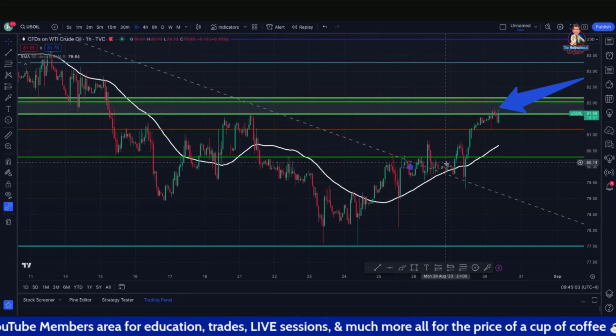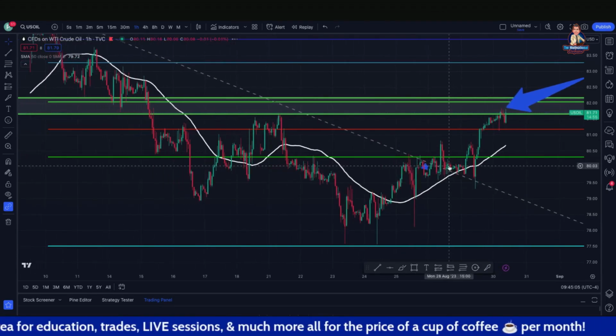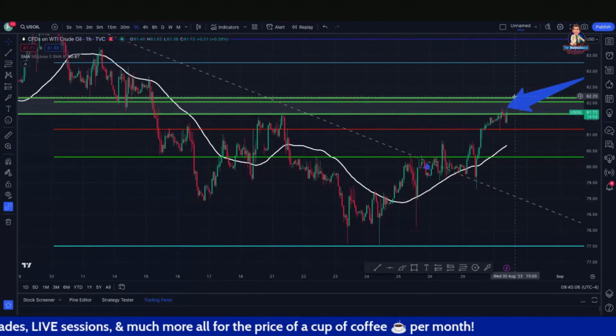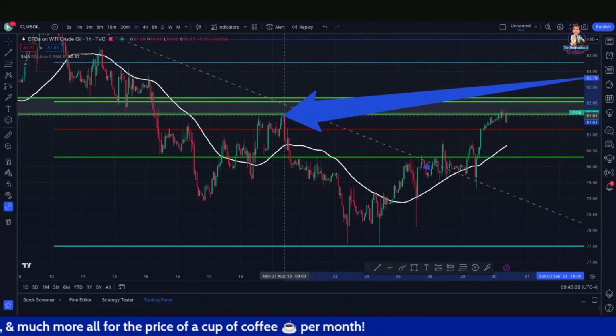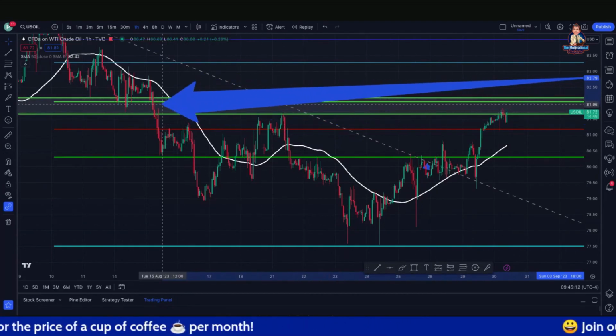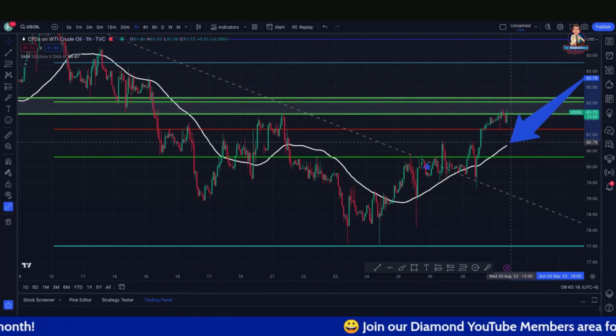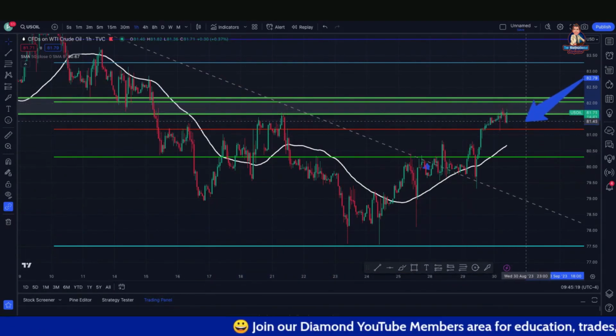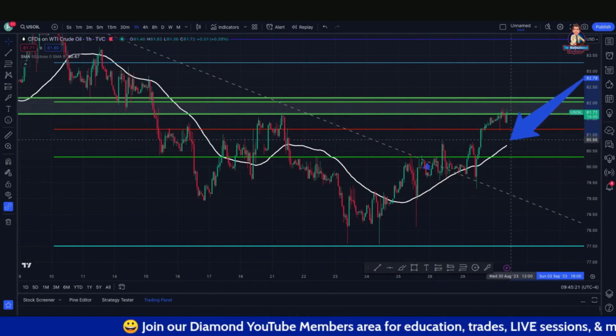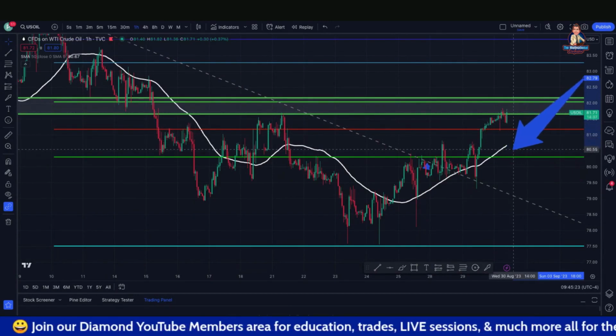So we're sitting here on the hour. We're seeing this rejection happening right now. We saw it here earlier. We saw it here, and we saw here it was an area of support. Now, we are this far down on the 50-day moving average, and that's where I want to see price come back down to for me to take a buy on crude oil.